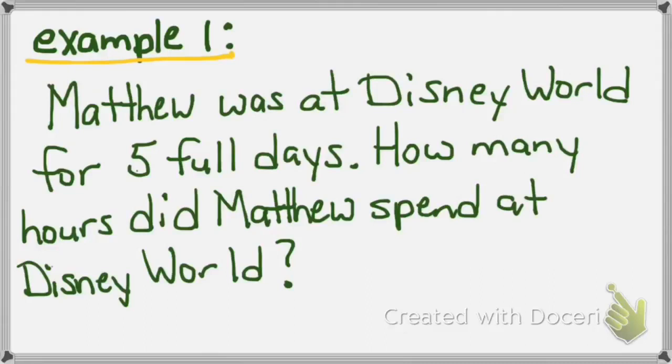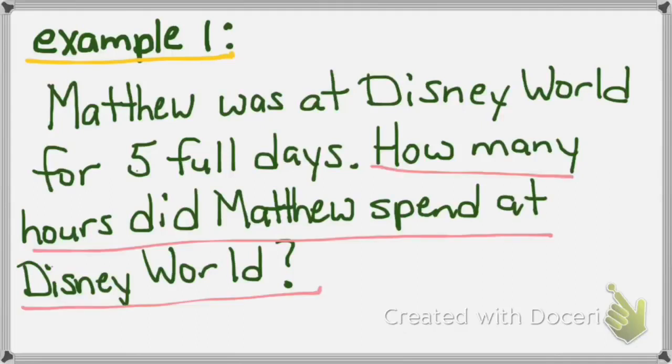So let's take a look at example 1. Matthew was at Disney World for 5 full days. Lucky Matthew. How many hours did Matthew spend at Disney World? Well, as with any word problem, the first thing we need to do is see what it's asking us, underline the question. How many hours did Matthew spend at Disney World? What do I know? Well, I know that Matthew spent 5 full days at Disney World. But that's about it. There's no other number facts in that question. It is asking me, though, how many hours he spent at Disney World, not how many days.